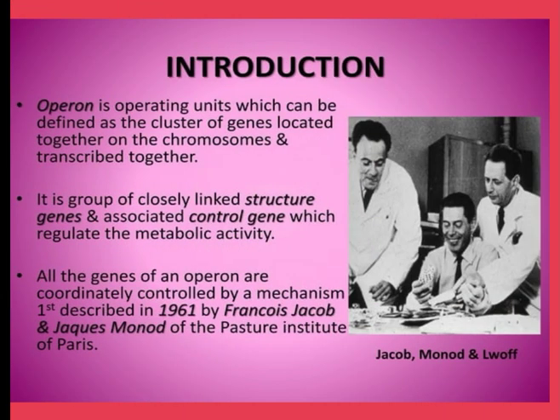Introduction of an operon. An operon is an operating unit which can be defined as a cluster of genes located together on a chromosome and transcribed together. Or we can say that it is a group of closely linked structural genes which are under the control of one promoter gene which regulates a metabolic activity.